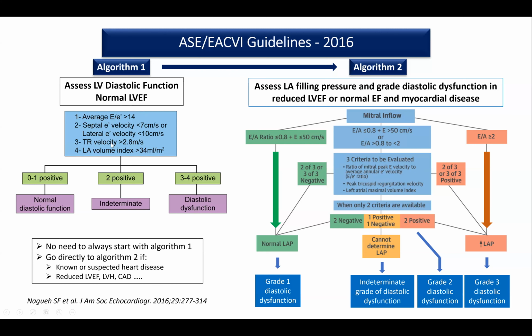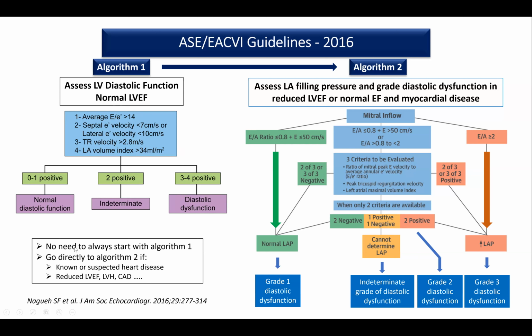Now, if 3 of these parameters are normal, then diastolic function is normal. If 3 of these parameters or more are abnormal, we have diastolic dysfunction. If 2 of them are abnormal or 2 are normal, then the diastolic function is indeterminate.